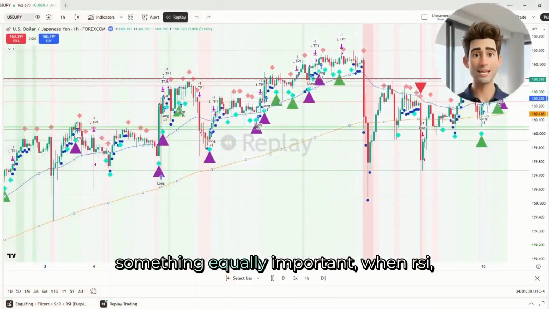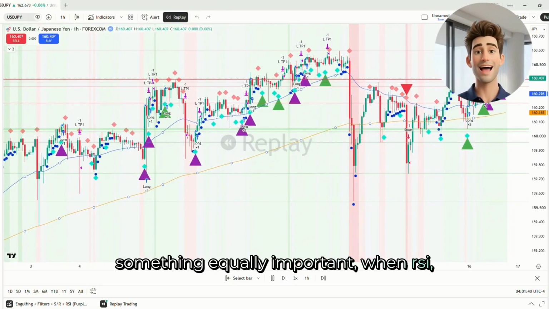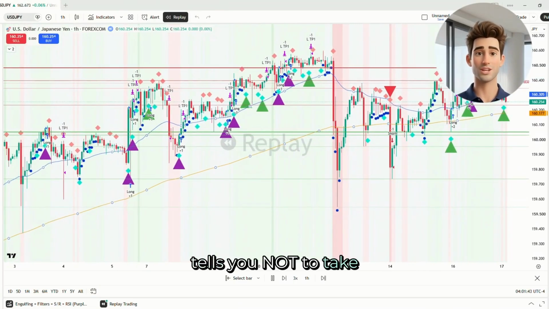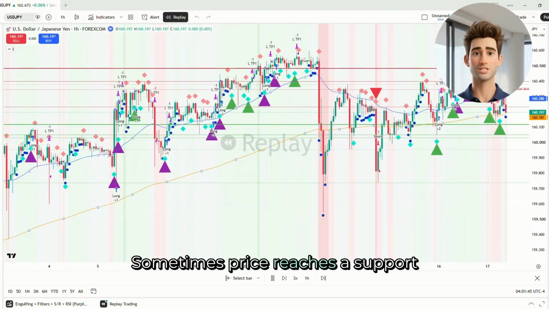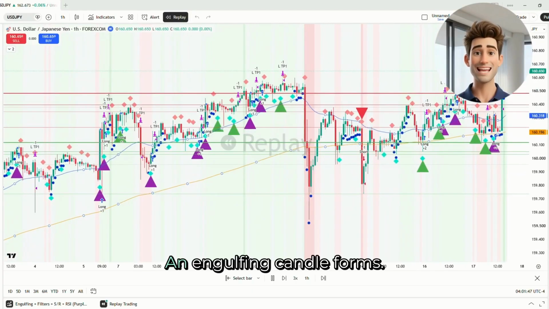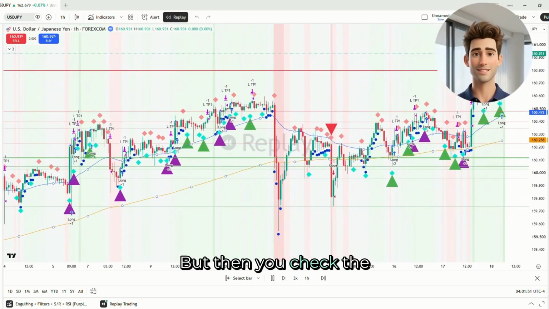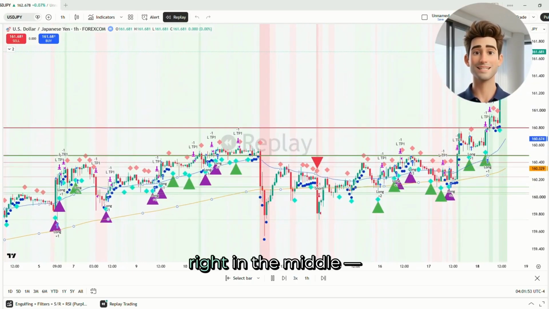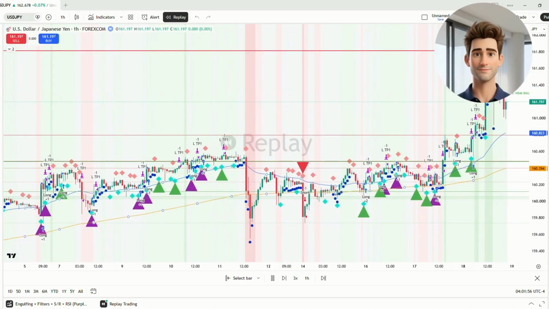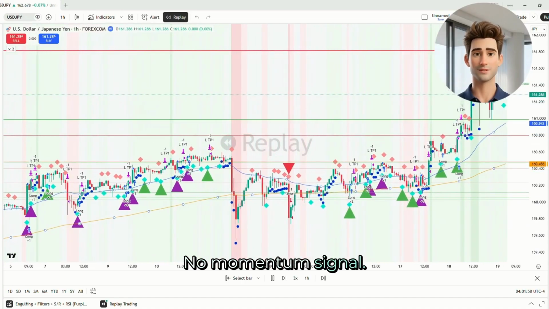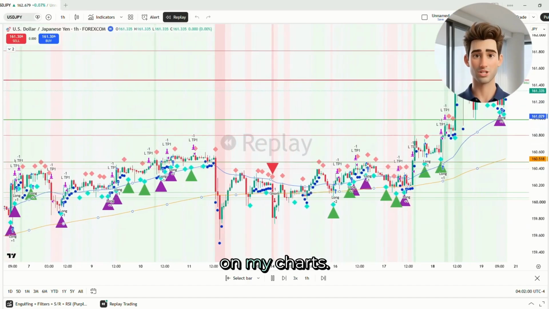Now let me show you something equally important. When RSI tells you not to take a trade, sometimes price reaches a support or resistance level. An engulfing candle forms, you get excited. But then you check the RSI and it is sitting right in the middle, around 50. Neutral, no momentum signal. Those are the white areas on my charts.